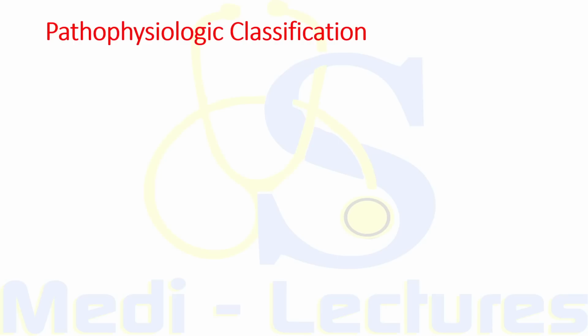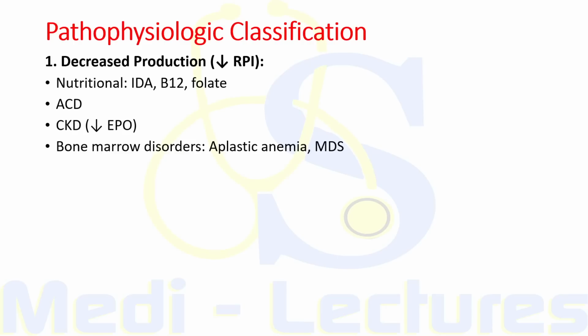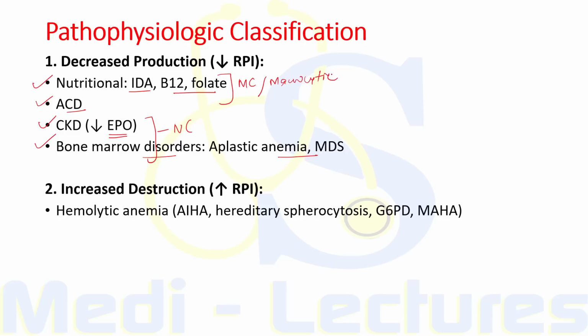So simplifying this classification, we have decreased production, which will have decreased RPI. The causes include nutritional causes like iron deficiency, B12, folate deficiency, then anemia of chronic disease, CKD leading to decreased erythropoietin stimulation, and bone marrow disorders like aplastic anemia and MDS. So these conditions will have normocytic normochromic, while these conditions will have either microcytic or macrocytic anemia. Increased destruction, which will again have increased RPI, can be seen with hemolytic anemias.